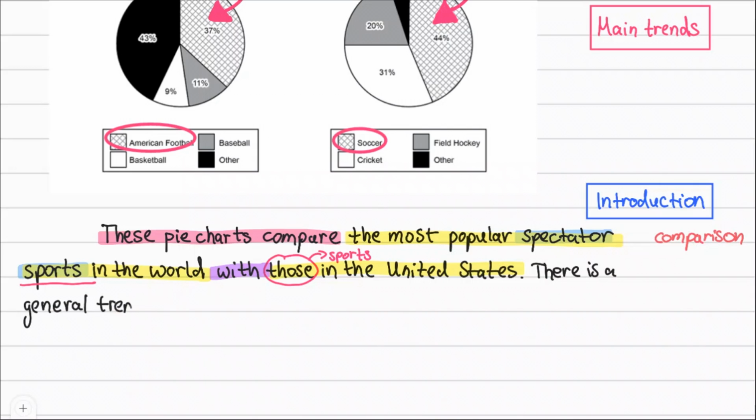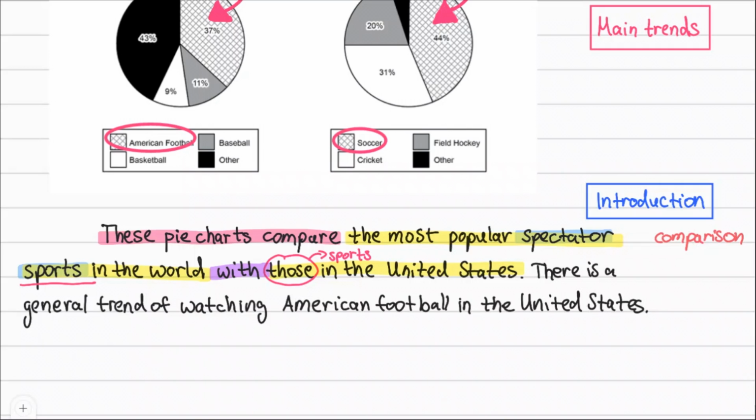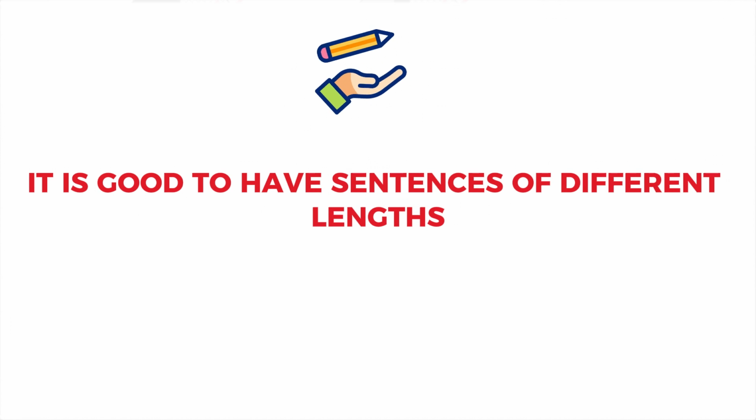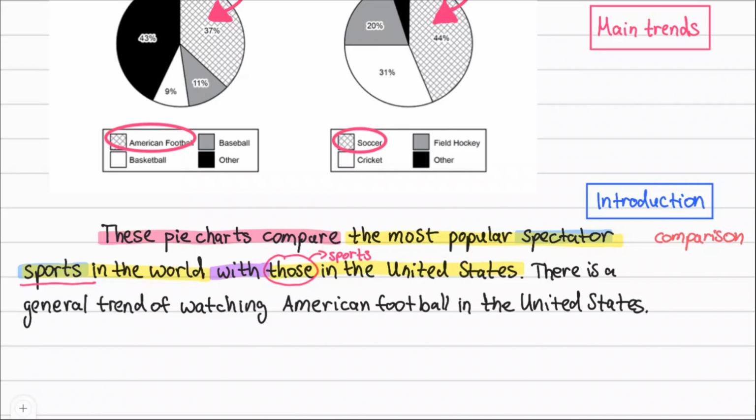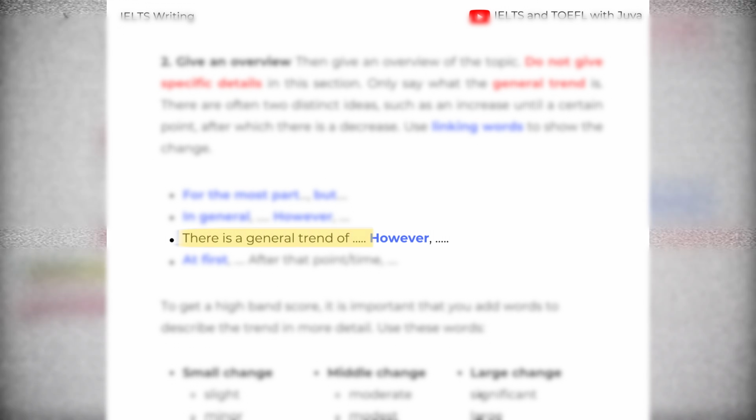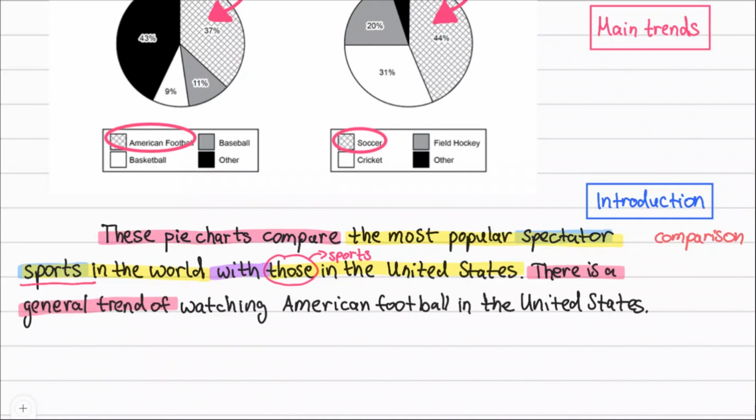Now we can move on to the second sentence of the introduction. There is a general trend of watching American football in the United States. This is a very basic idea, but the previous sentence is complex. It's good to have sentences of different lengths, and I don't want to include too much detail in the introduction. This sentence was really easy to write because there is a general trend of is a sentence starter from my template. Now I add the second point I want to talk about.